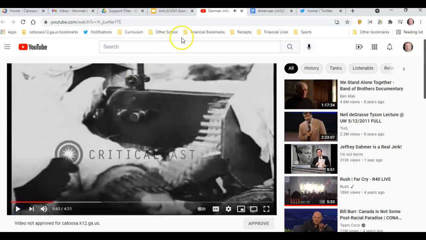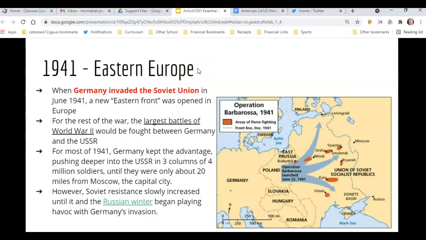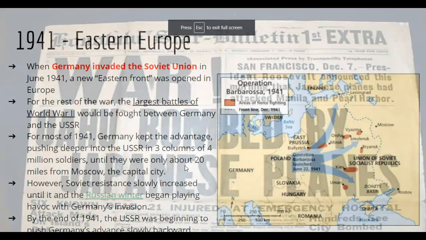So as the winter comes in, the battle begins to turn. The Russians stop the Germans and begin to push them back even a little bit. So that's something that now Hitler has gotten himself into, that he's going to have a devil of a time trying to get out of again.